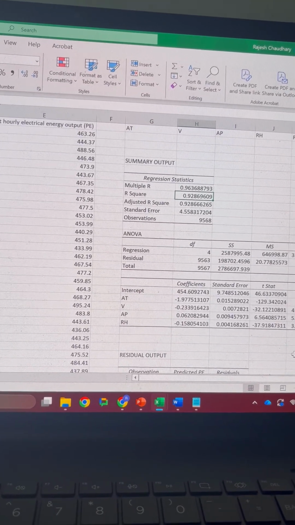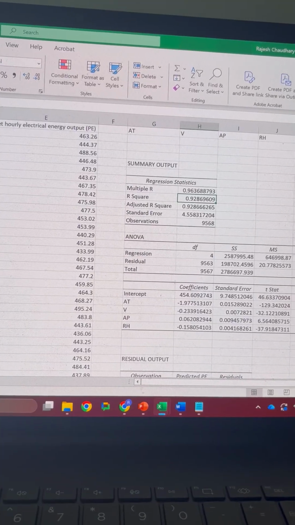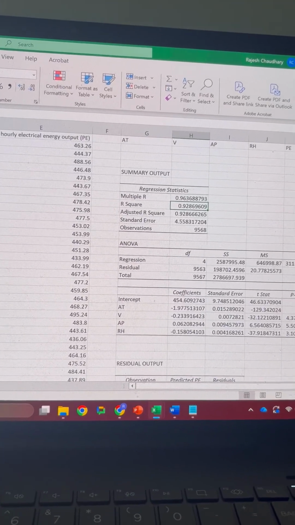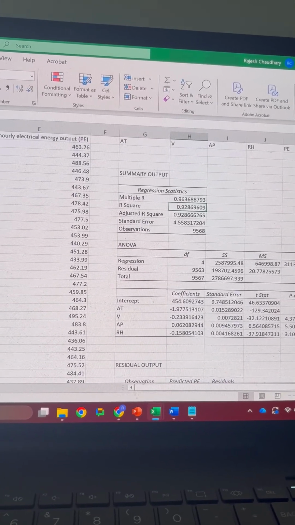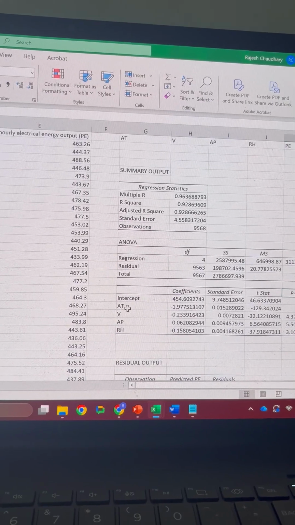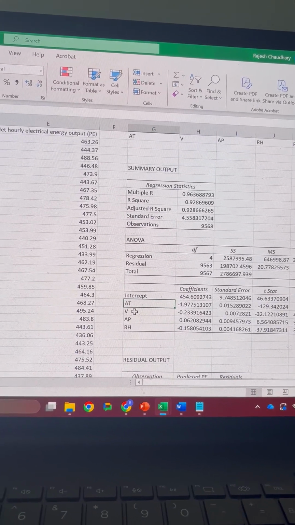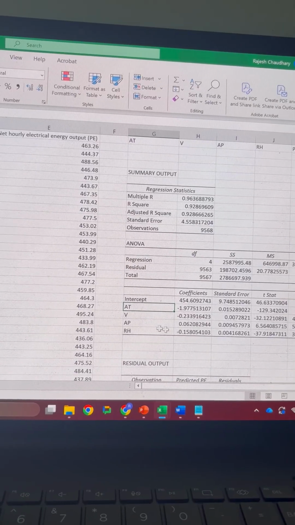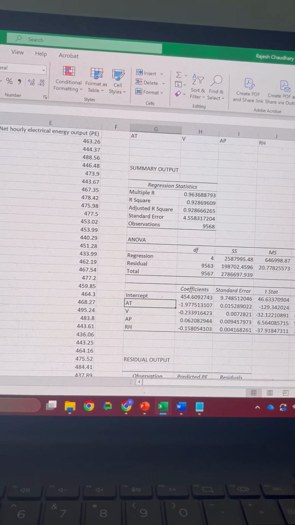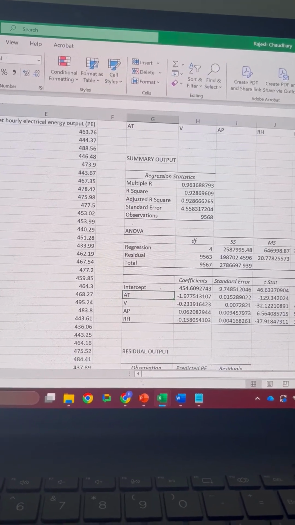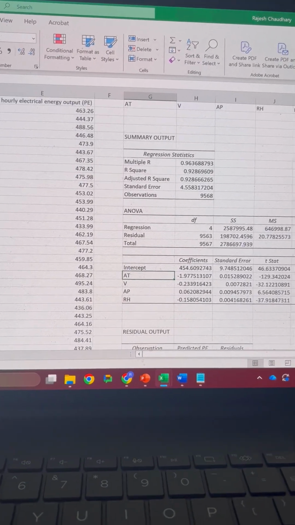Now, with respect to how significant each of these values are in the prediction, if you look at the p-value here for AT, so temperature, vacuum, pressure, and humidity, all of them are less than 0.05. So they all play a significant role.